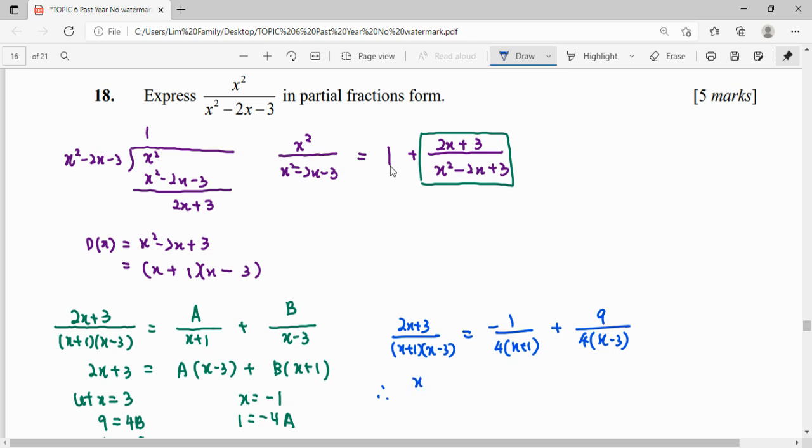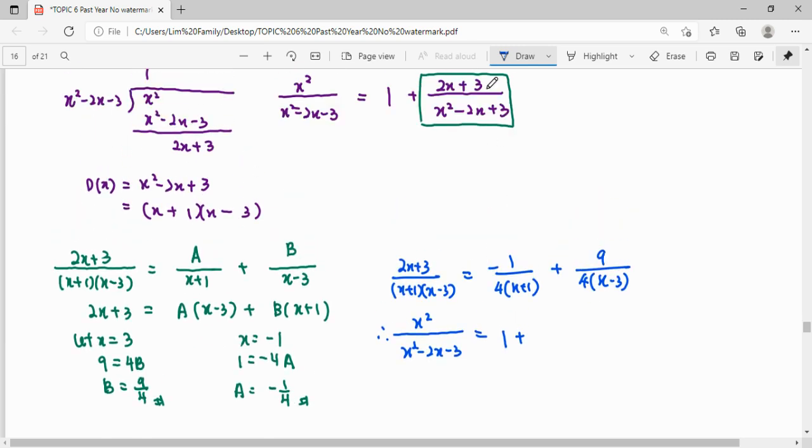Therefore, finally, the original, x squared divided by x squared minus 2x minus 3, equals, we have to write it up completely together with the quotient 1 plus the remainder part, which is this. So negative 1 over 4 will become negative. So we have to put back our partial fraction form into the original question together with its quotient.